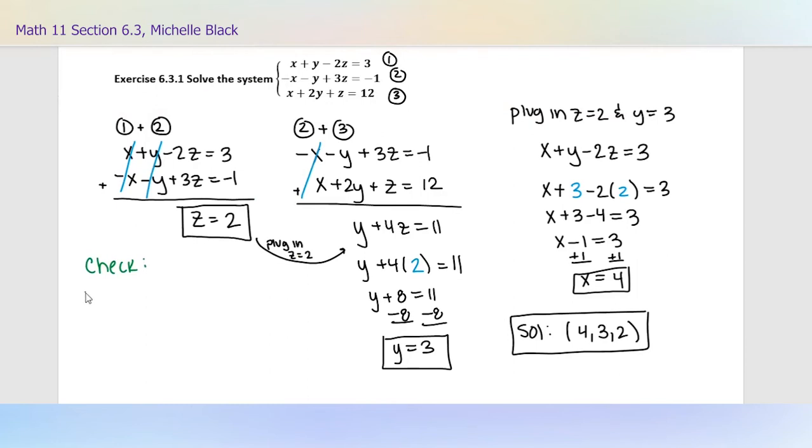So x is 4. So is 4 plus 3 minus 2 times 2 equal to 3? Well, it's a 7 minus 4. That does equal 3. Is -4 minus 3 plus 3 times 2 equal to -1? That's -7 plus 6. That does equal -1. And then lastly, 4 plus 2 times 3 plus 2. Does that equal 12? That's 4 plus 6 is 10 plus 2 does equal 12. So after you do that, you feel pretty confident, right? Then you should probably box your answer.